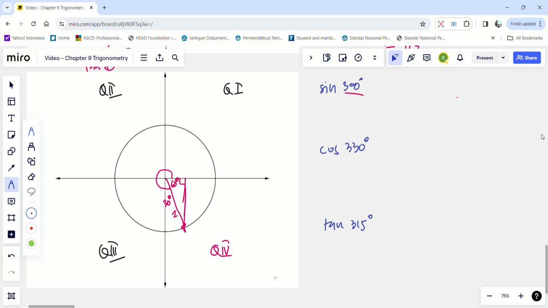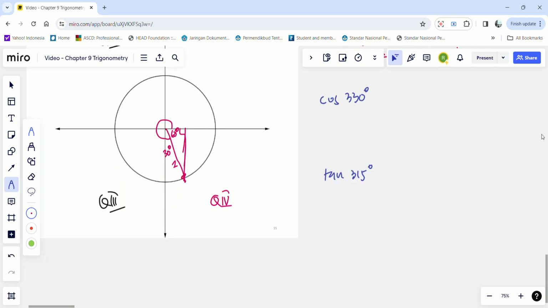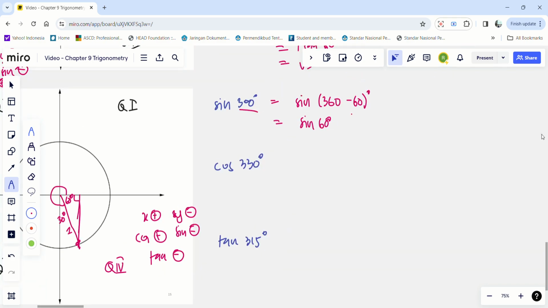So you notice now that how we deal with this will be sine 360 minus 60. So instead of 300, we'll be dealing with the 60 degrees. And then in quadrant 4, the value of x is positive, which means cos is positive, but the value of y will be negative, which means the sine will be negative. And then because of that, the tangent will also be negative. So here, the sine is negative, so it will be negative half root 3.